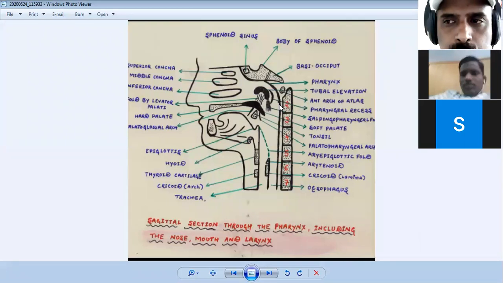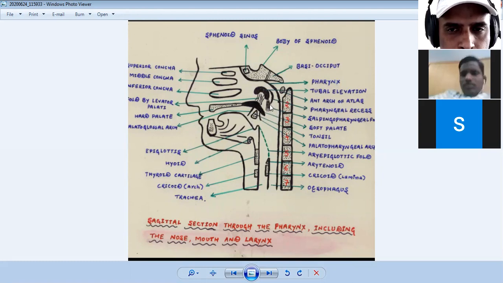So next we are going to the next part, that is the oral part of the pharynx, the oropharynx. When you see, you are seeing almost all this part up to here, the epiglottis, and this part we are going to call the oropharynx. This is the middle part of the pharynx, situated behind the oral cavity.